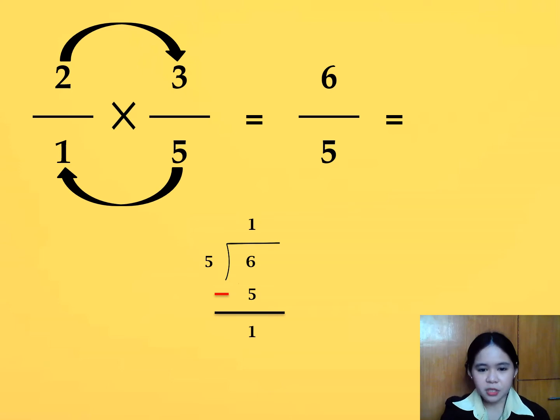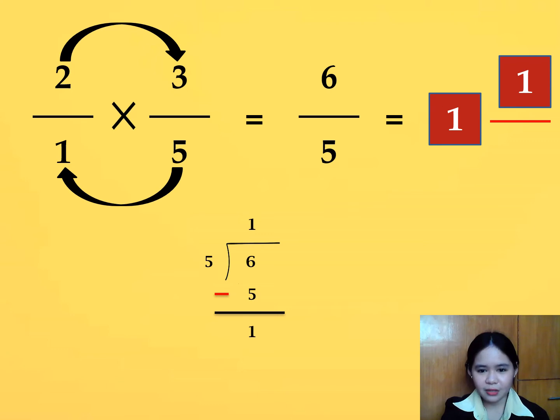So the quotient 1 is the whole number, the remainder 1 is the numerator, and the divisor, which is 5, is the denominator. So the final answer is 1 and 1/5.